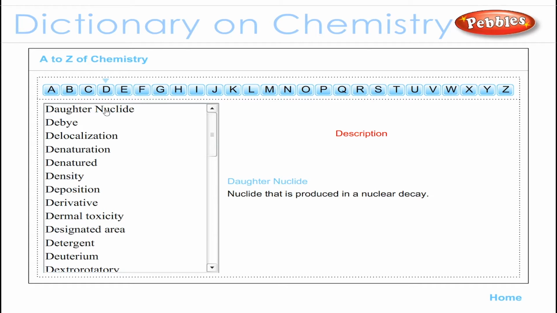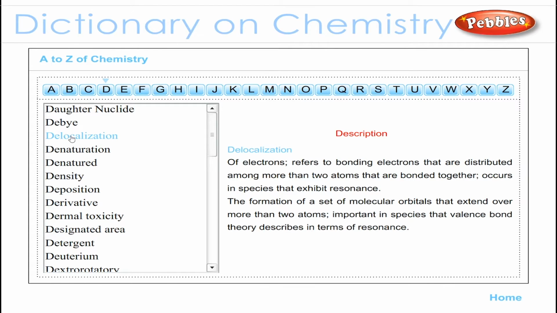Daughter nuclide, nuclide that is produced in a nuclear decay. Debye, the unit used to express dipole moments. Delocalization of electrons refers to bonding electrons that are distributed among more than two atoms that are bonded together.